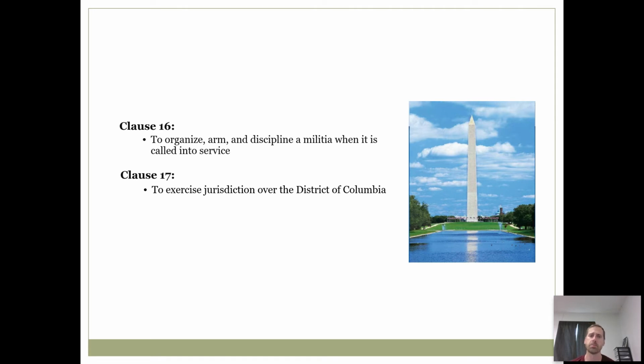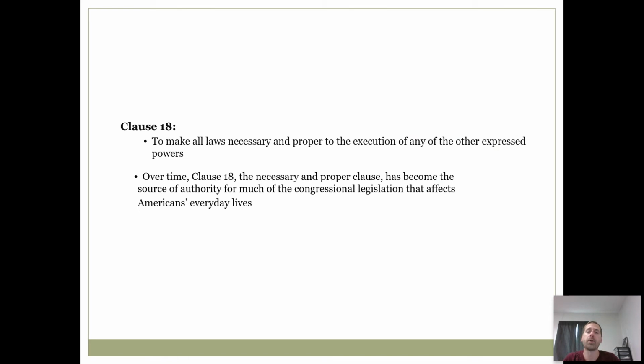It's about, I can't remember if it's a 10 square mile chunk of land, maybe a little bit more. But that's the District of Columbia. And Washington, the capital of the United States, sits in the District of Columbia. Number 18 is a biggie. It is a biggie. They saved the big one for last.